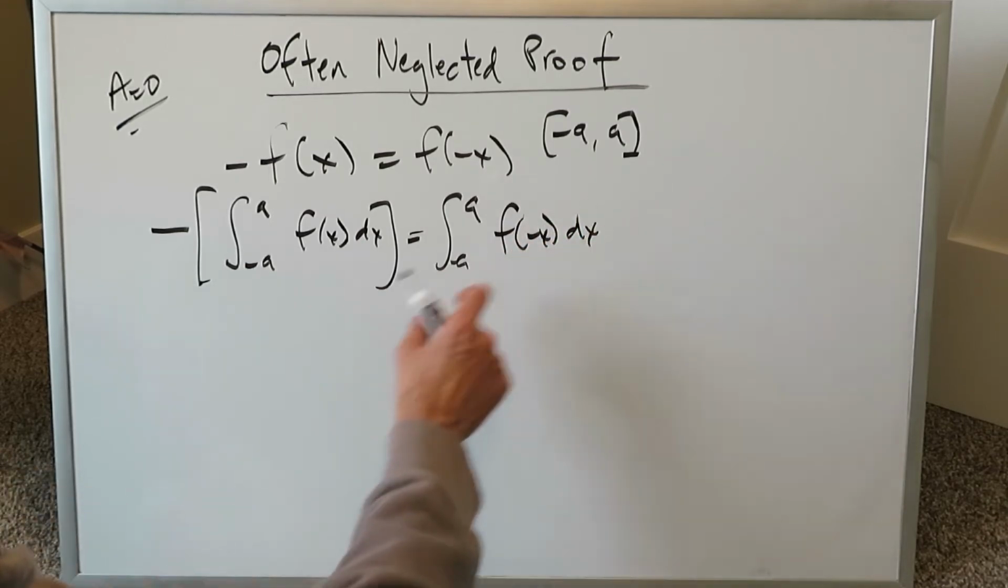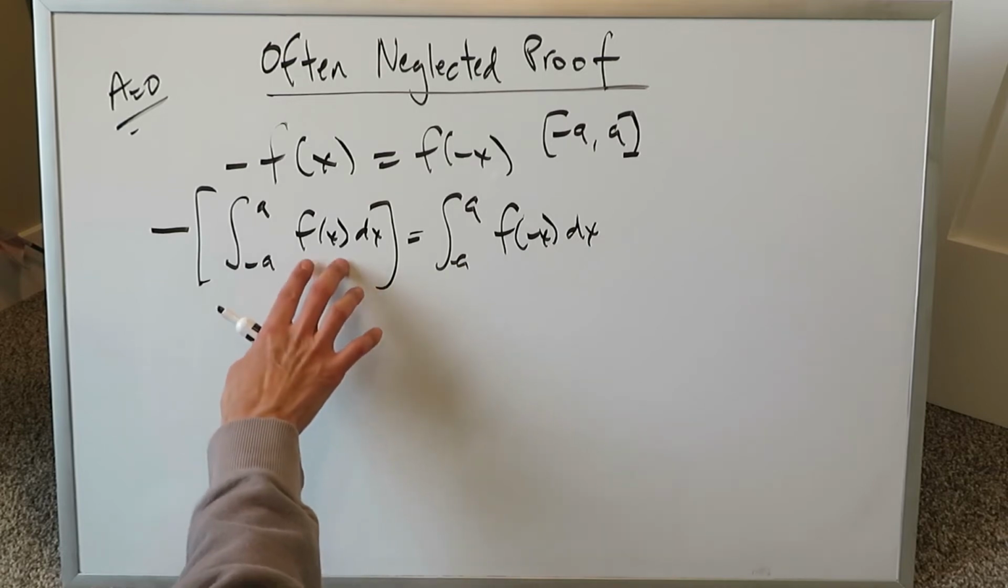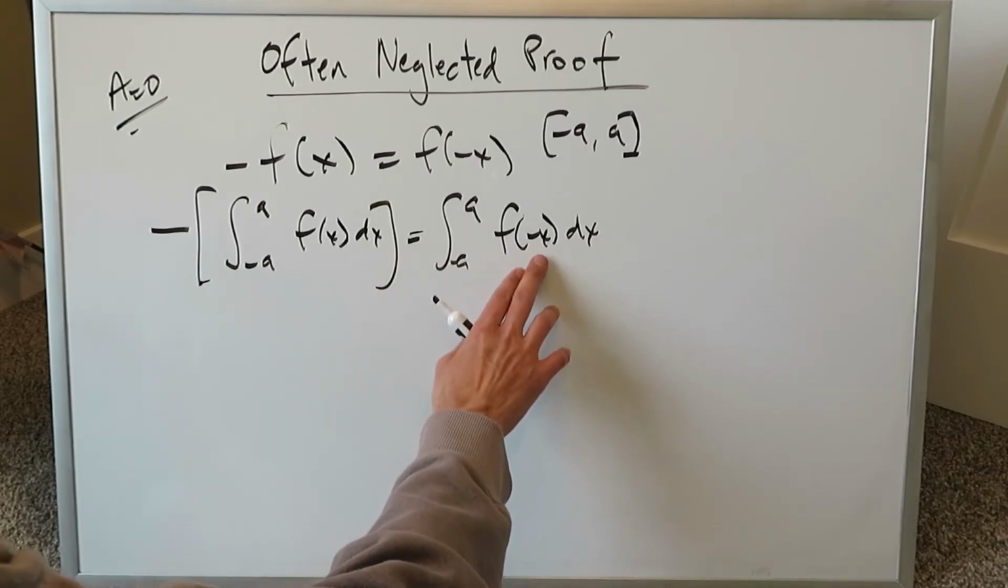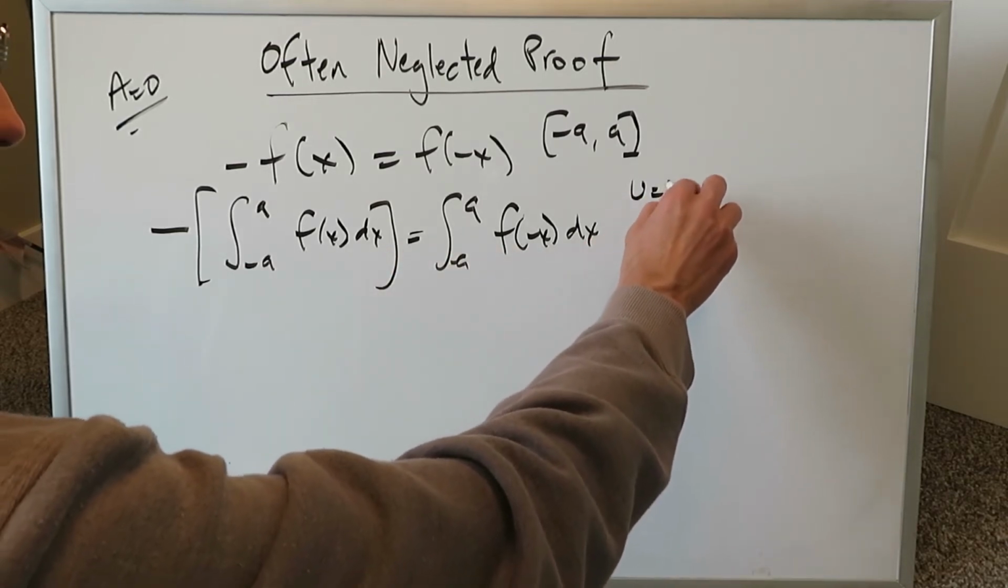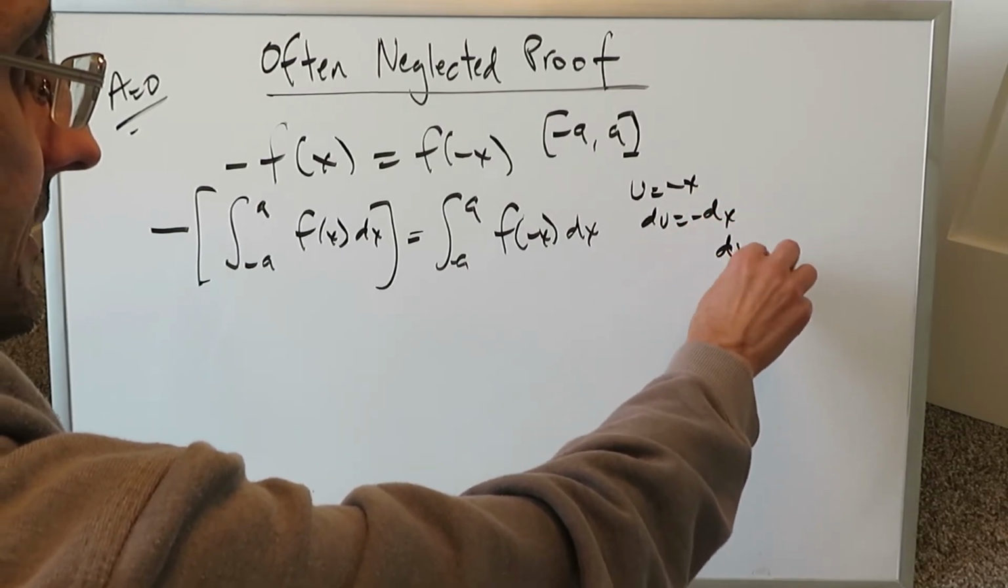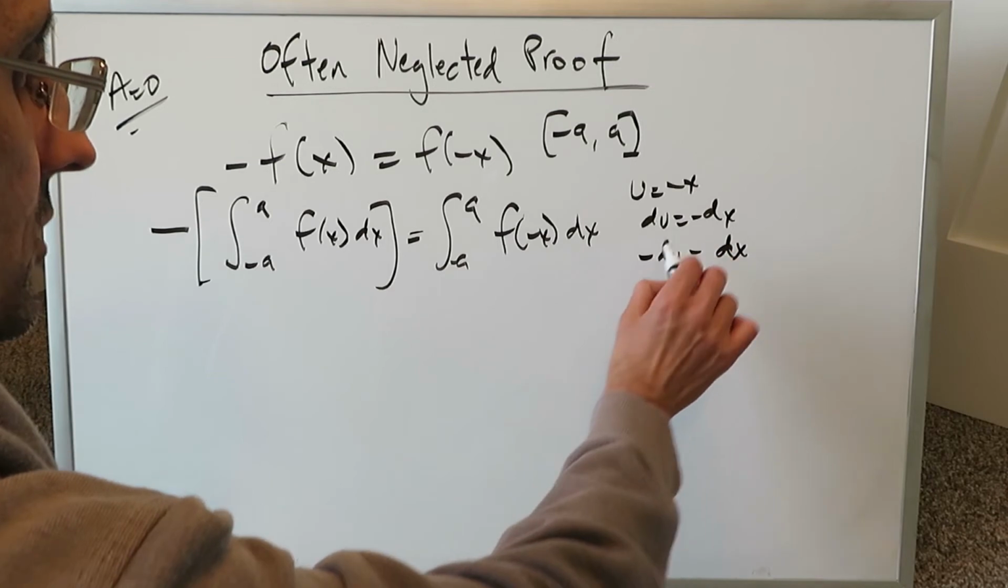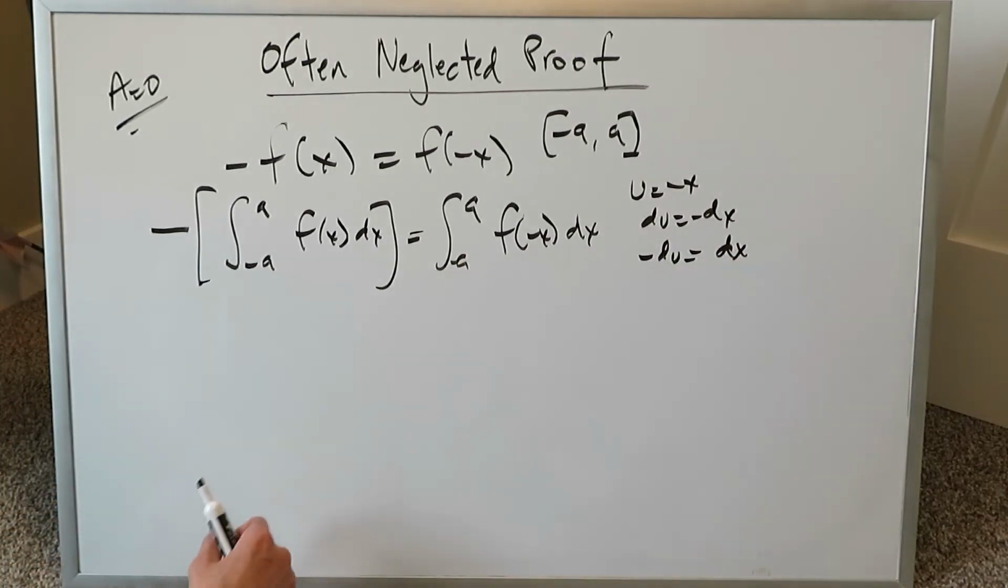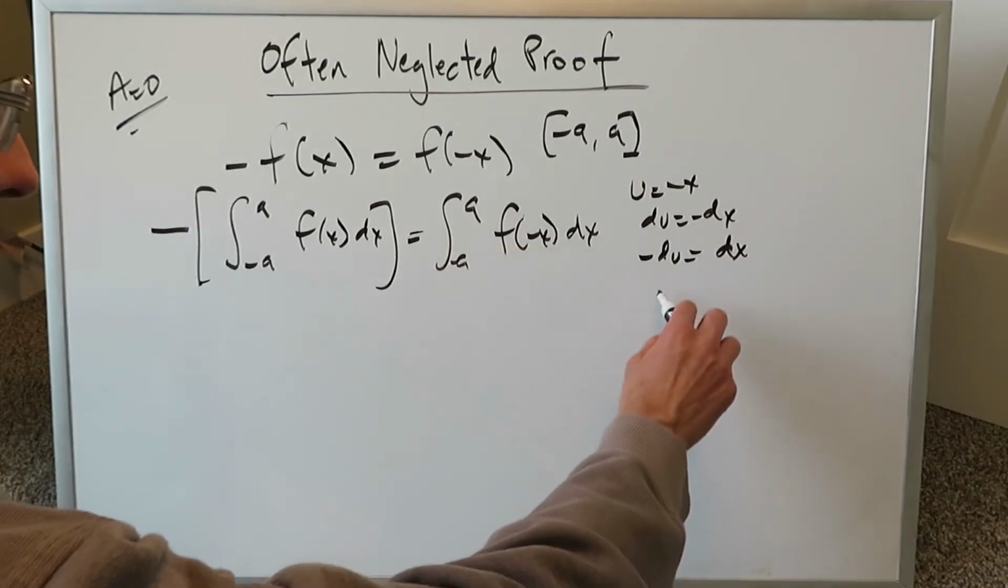What we see here differently compared to here is we have an f of x, but we have an f of minus x. This we can do something with. If u is equal to minus x, then du is equal to minus dx, and dx is equal to minus du. But we're dealing here with definite intervals, so these intervals will change.